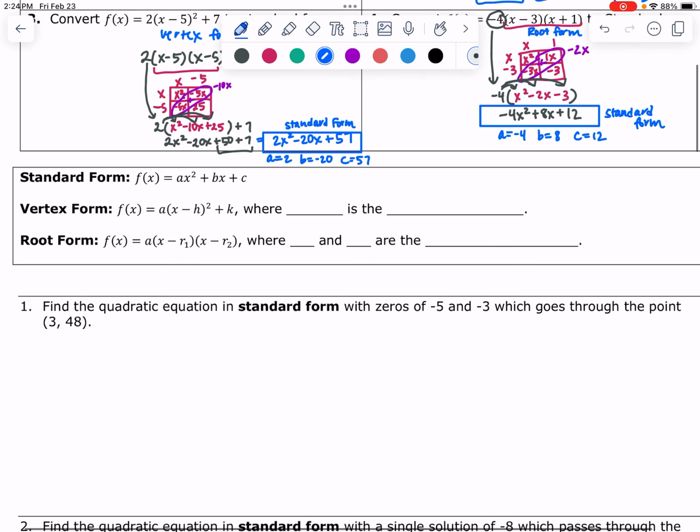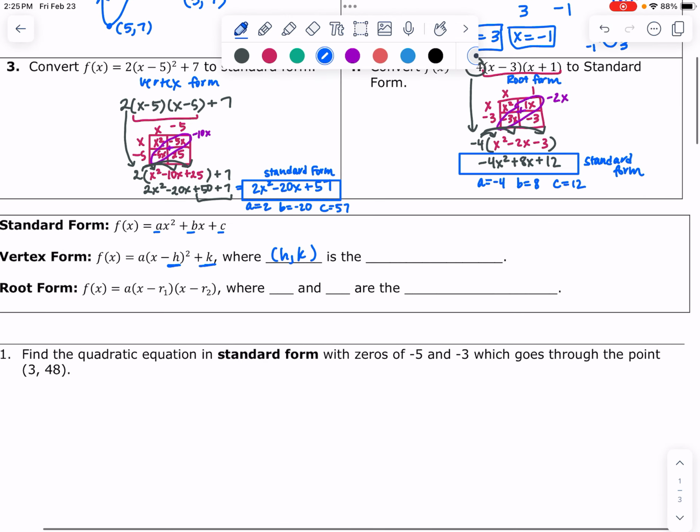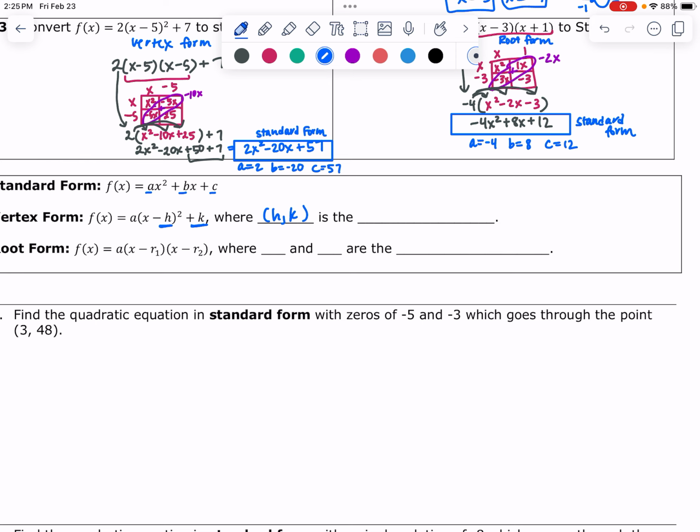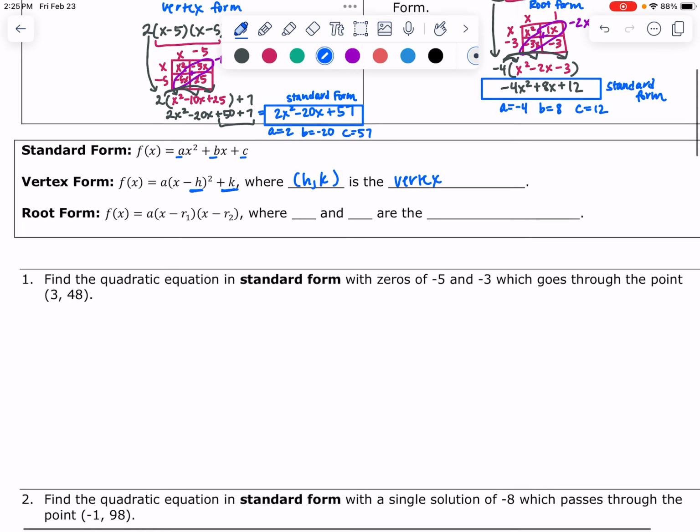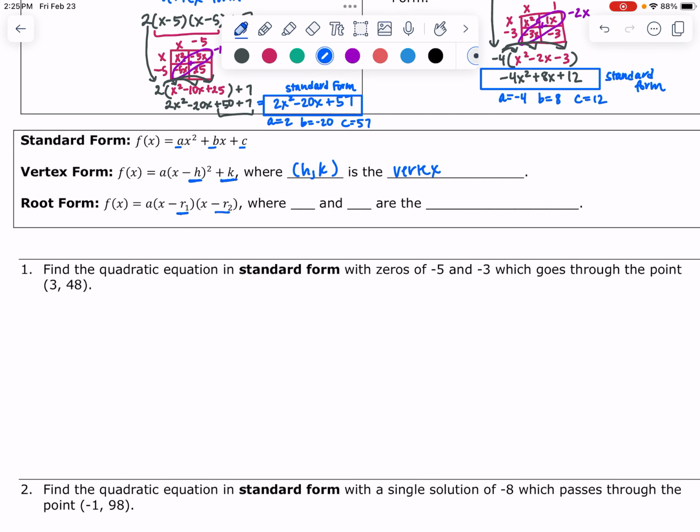Okay, so as a review, standard form tells us what our A, B, and C value is. But vertex form, we get the vertex for free from the equation. It's the opposite of what's with x, and then the number outside the parentheses for the vertex. And then for root form, we have opposite of the roots. And those roots are also called solutions, or x-intercepts, or zeros.